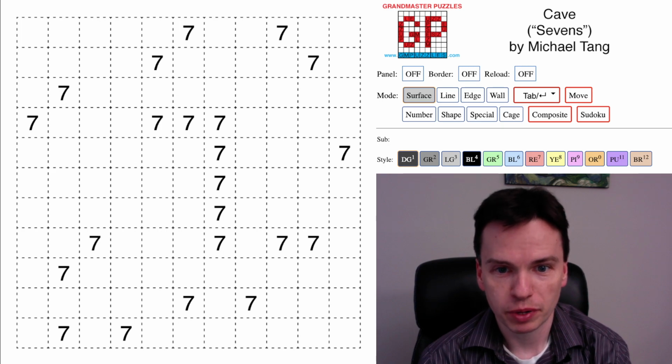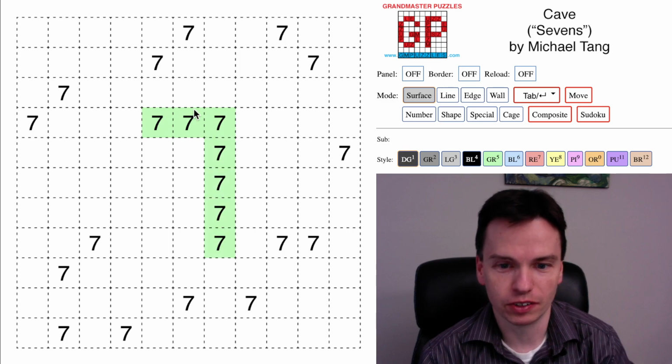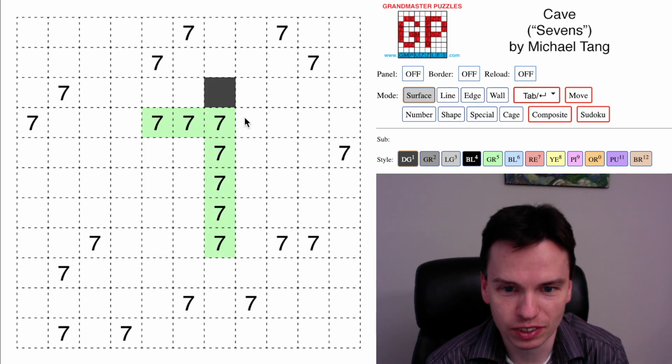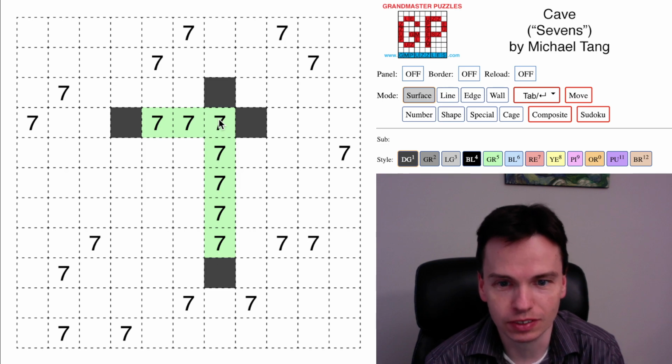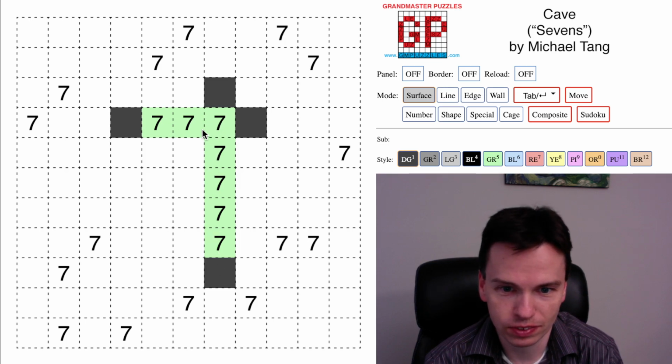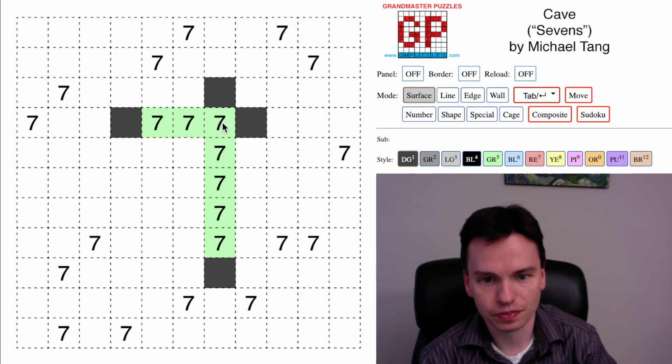We're here to solve this cave puzzle by Michael Tang called Sevens. The theme should hopefully be pretty self-evident. Not only are all the clues sevens, but there's this big 7 in the center of the grid where the corner of that 7 already sees all the cells around it for a total of 7.